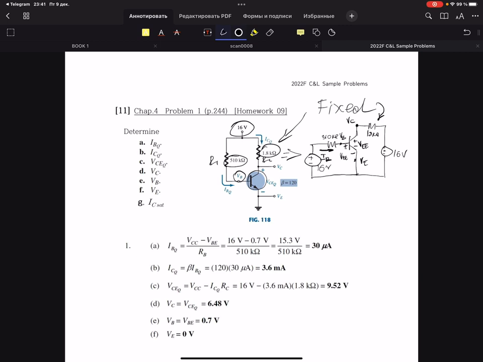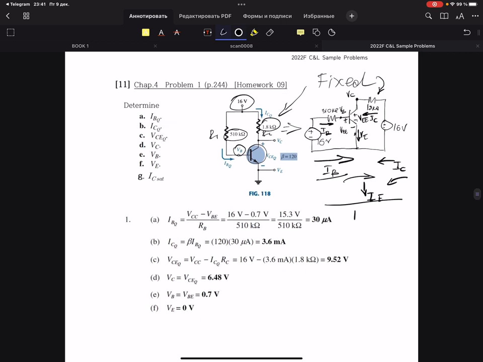The very first thing that you do is to find IB, because here you have the current flowing in this direction. This is IB. Once you have found IB, then you find IC. IC flows in this direction. IB is coming in this direction, IC is coming in this direction, so they meet here, and in this direction they form IE. In fact, IC equals beta multiplied by IB, and IE equals IC plus IB.